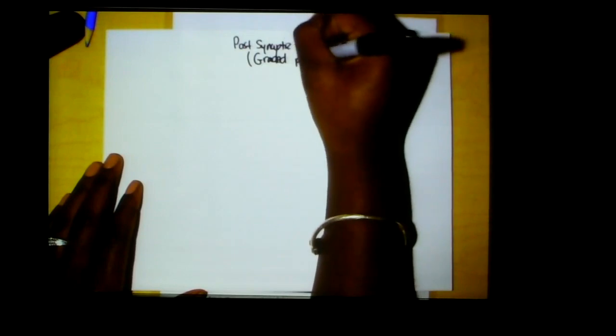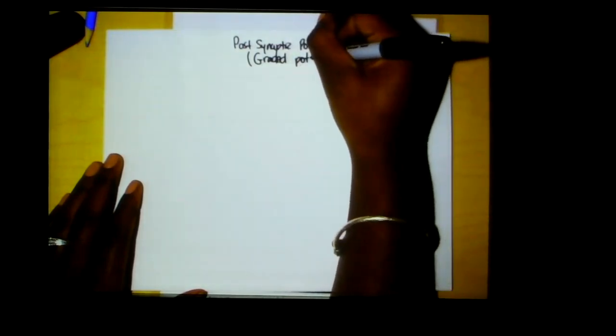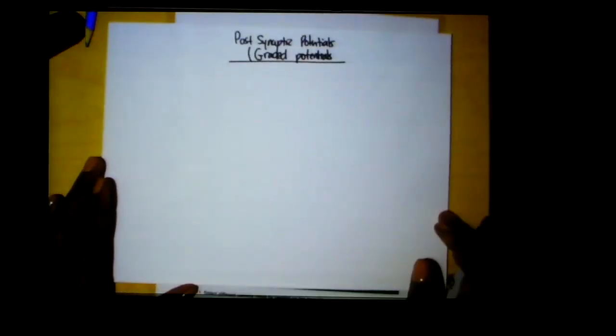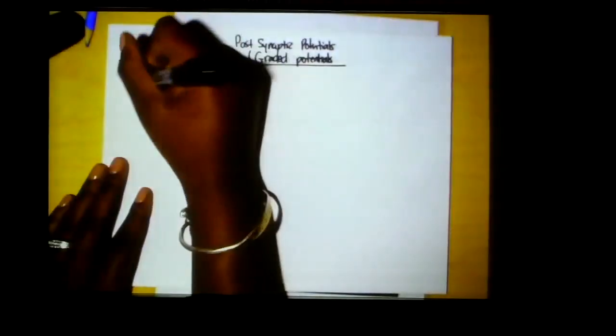I'll review the postsynaptic potentials here, differentiating IPSP from EPSP. So these are called postsynaptic potentials. We want to bear in mind that these are types of graded potentials, so don't let the fancy name fool you. We have two general types: EPSPs and IPSPs.